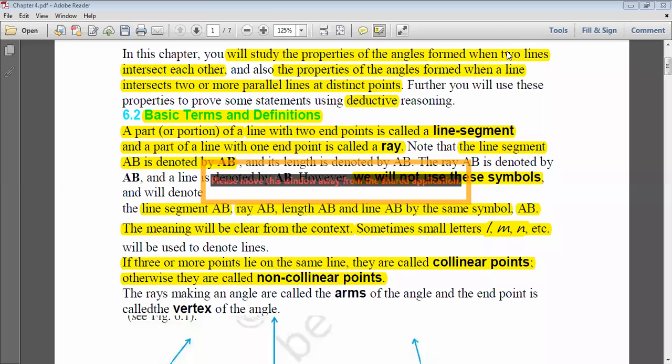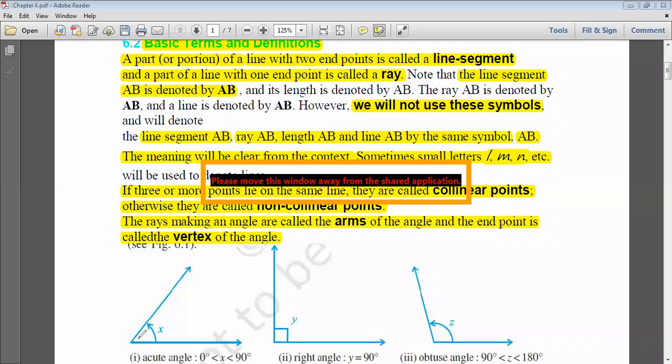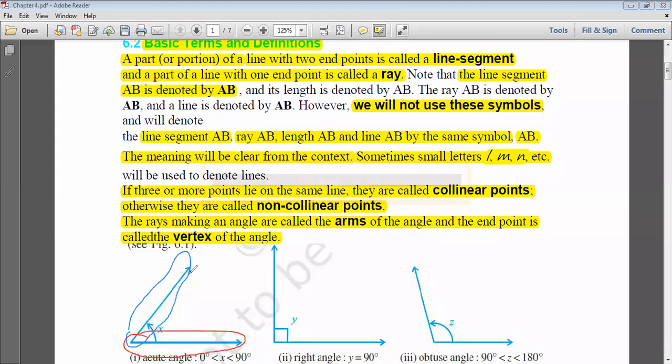Now, in this section we will deal with the main basic terms and definitions. The rays making an angle are called the arms of the angle, and the end point is called the vertex of the angle. I will show you. See, this is a ray. Again, this is also a ray. They are called the arms of the angle.